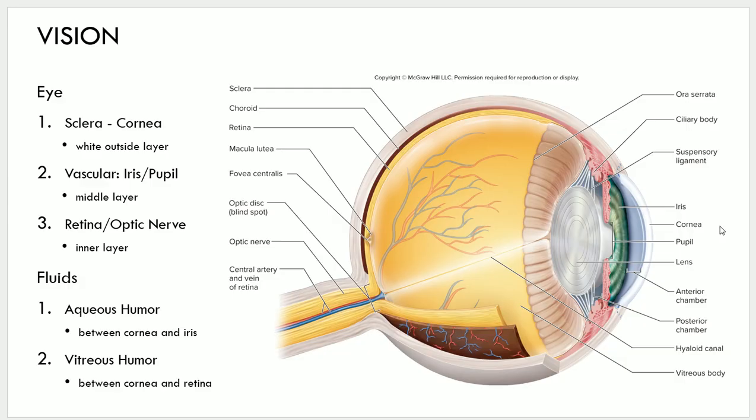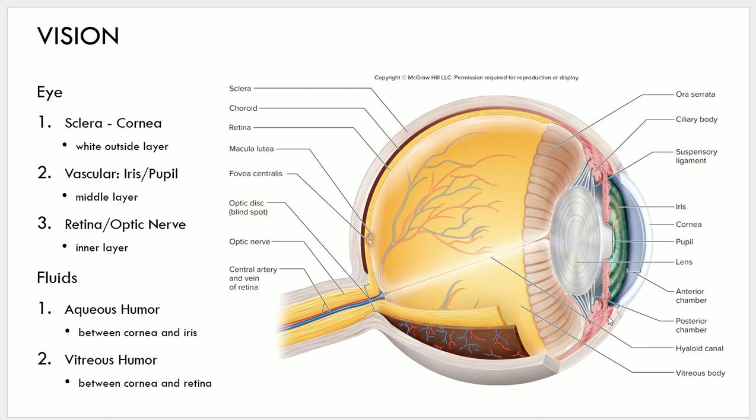But anyways, vision is a big one. Big safety sense for the body, especially evolutionarily, right? Let's talk about parts of the eye first. So sclera is the white outside layer of the eye. So if you're looking at this model, the sclera is right here.